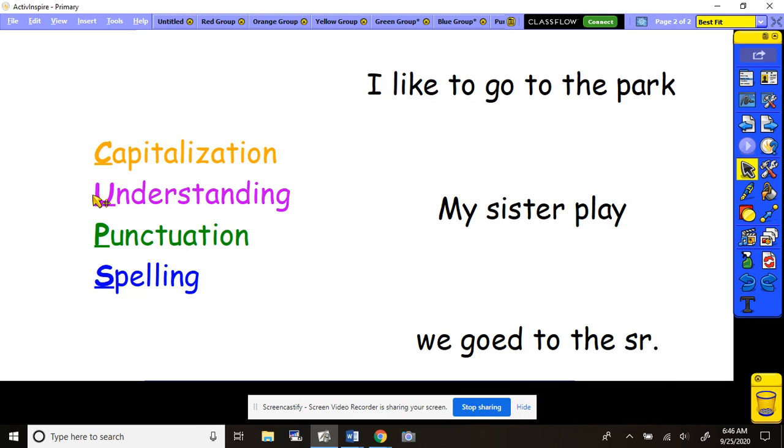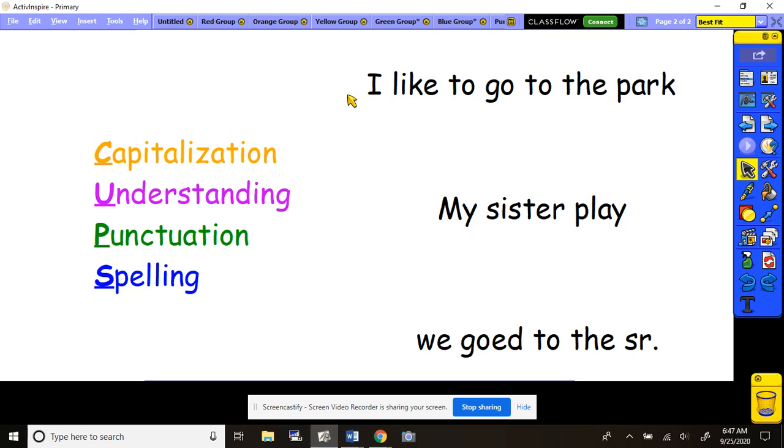All right, let's go to the U, understanding. I like to go to the park. Is that a complete sentence? Does it make sense? Does it have a who and a what? It does, so I'm good on understanding with this one.